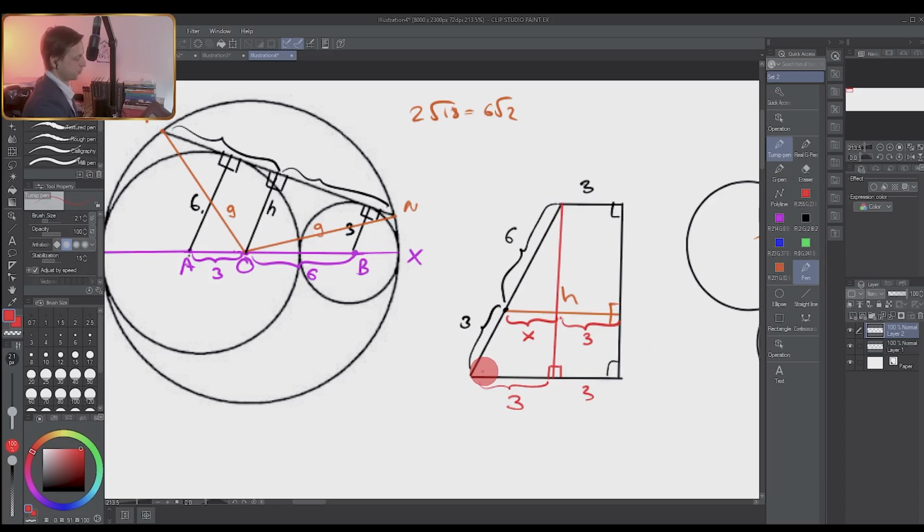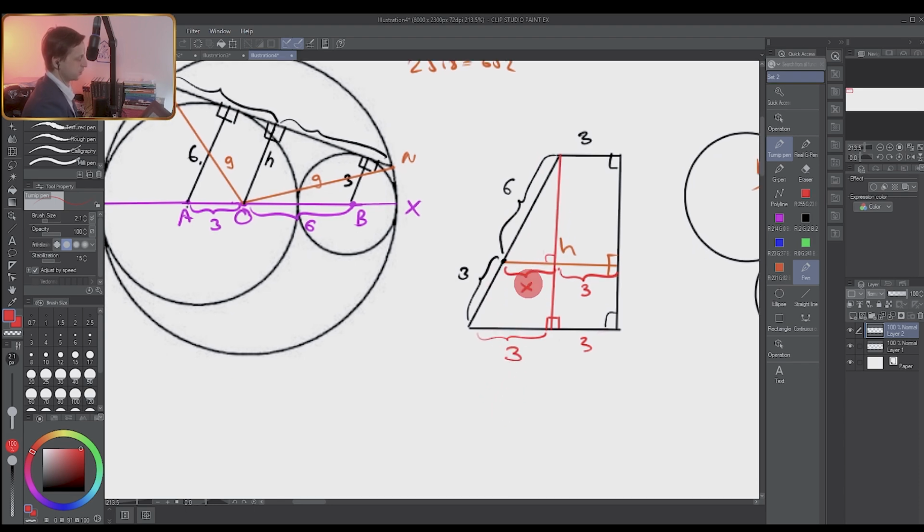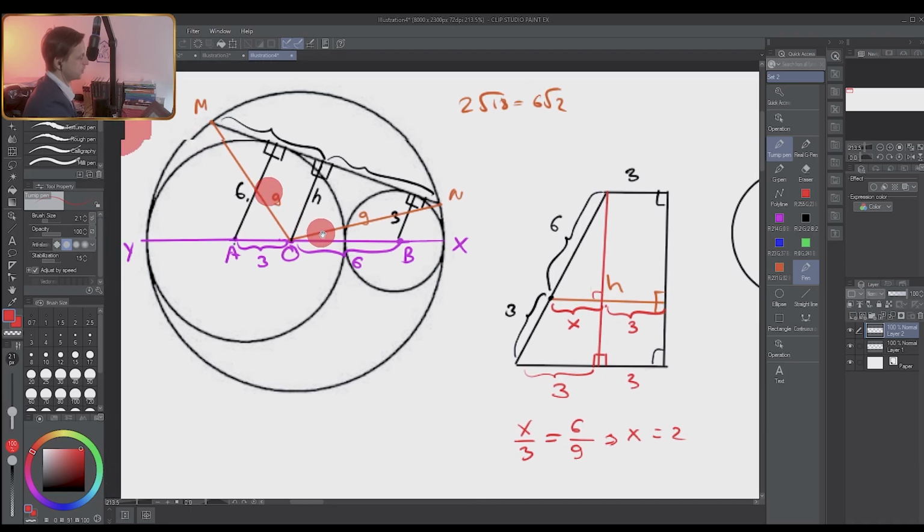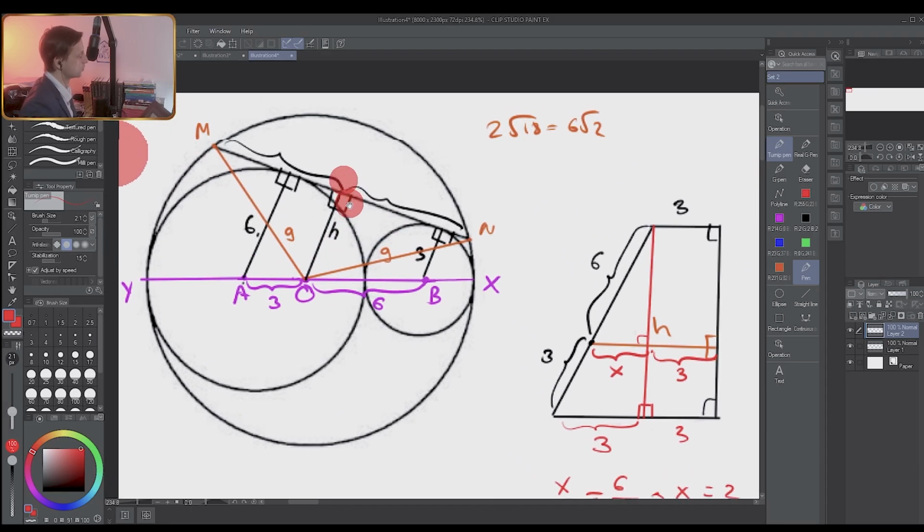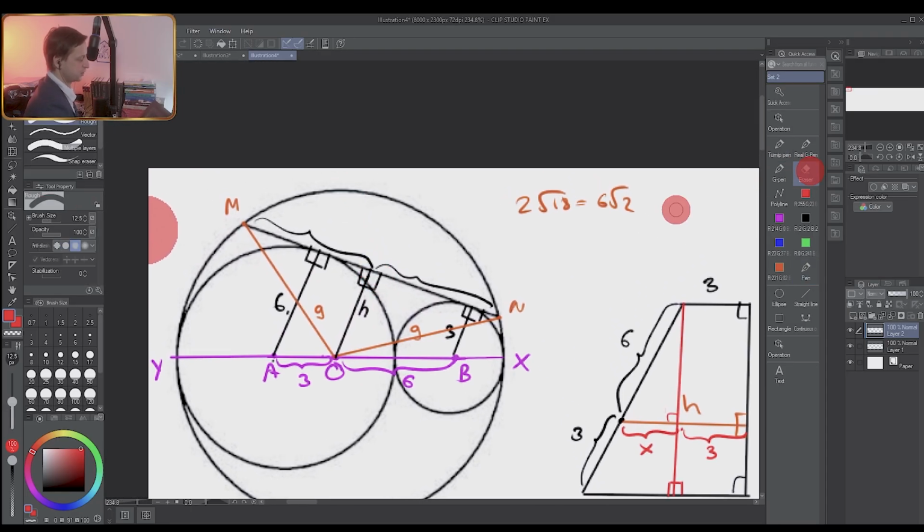So from this triangle and this one, from similarity of these two right triangles, we can write X over 3 equals leg over leg equals hypotenuse over hypotenuse. It will be 6 over 9. And from here, X equals 2. So X equals 2, 2, 3. It means that H, this perpendicular, equals 5. So let's delete here H, and instead of H, we will simply write 5.